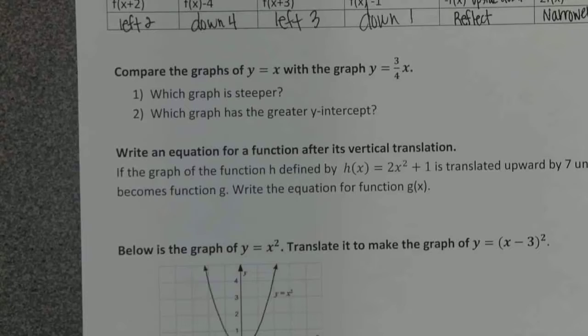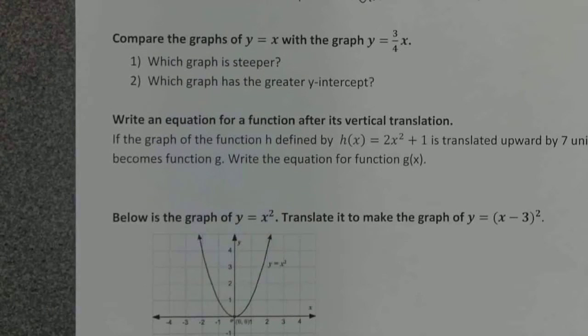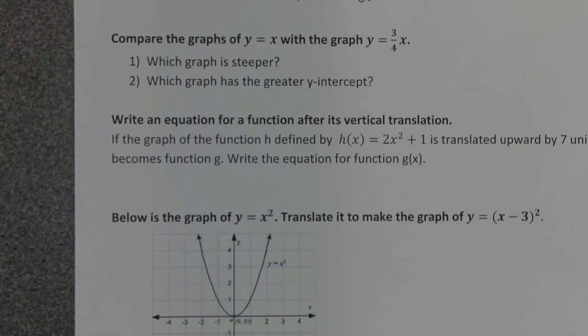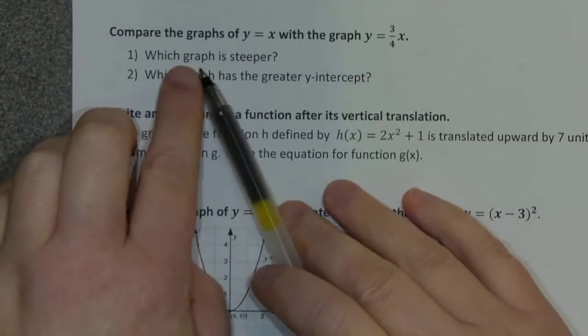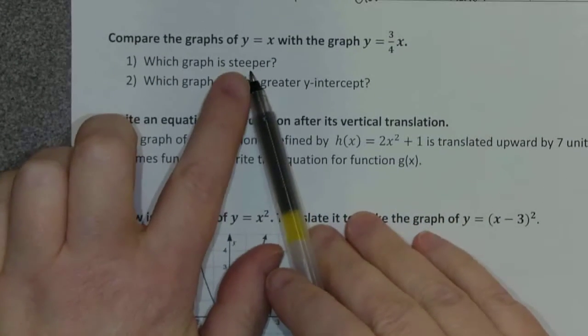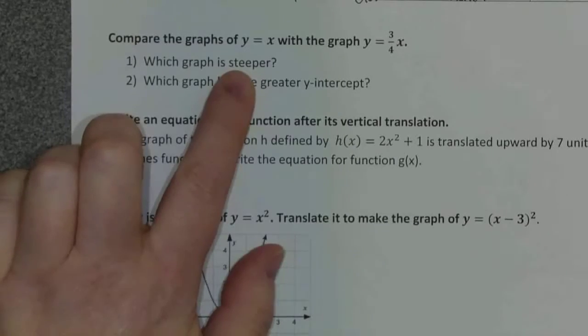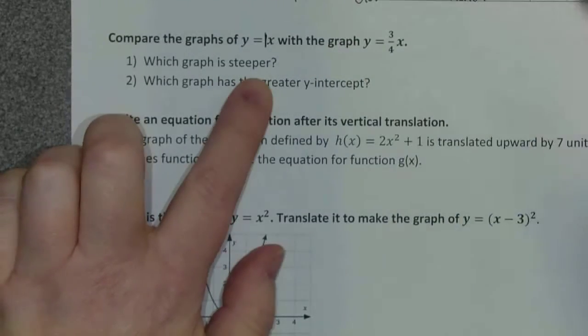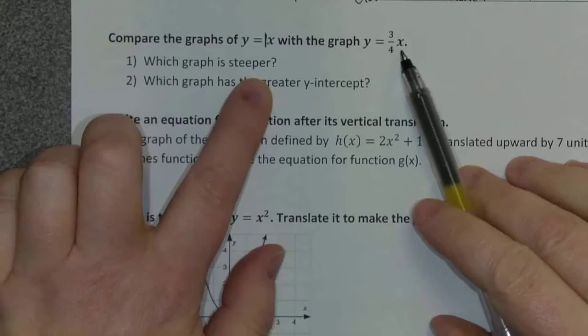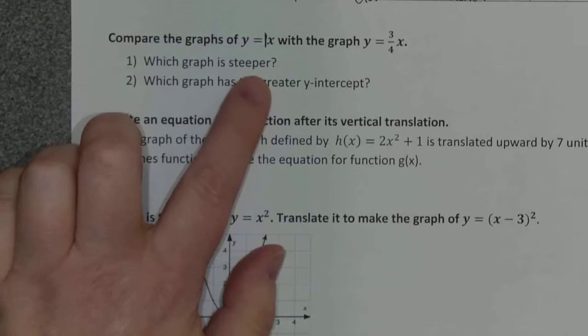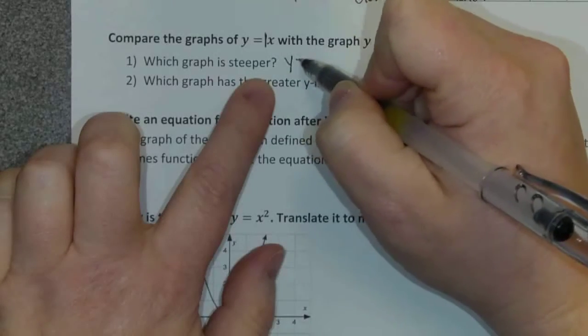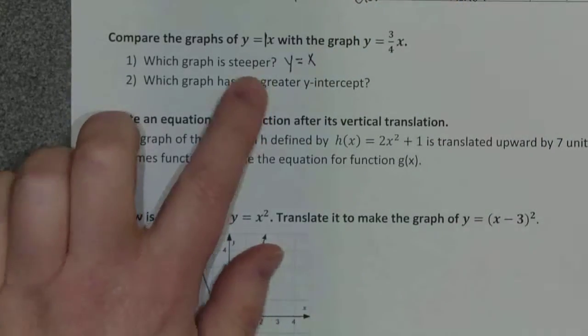All right. Same kinds of question as the bell work today. It says compare the graph of y equals x with the graph of y equals 3/4 x. Do you remember I said be careful with those fractions, right? So think about it for a minute. It says which graph is steeper? Steeper is the bigger slope. The slope here is 1. The slope here is 3/4. Which number is bigger? 1. So it would make sense that the steeper graph would be y equals x.